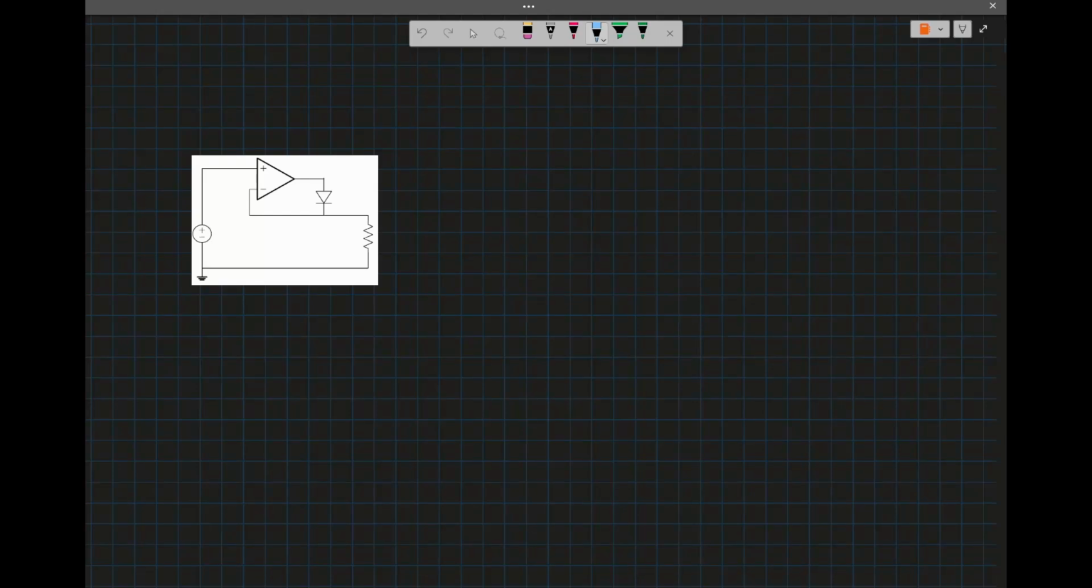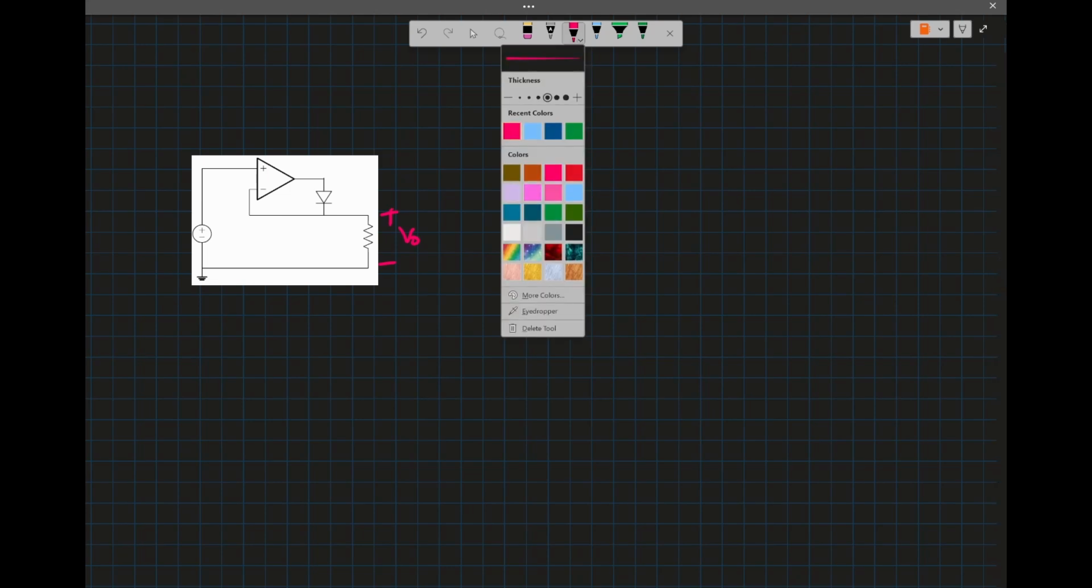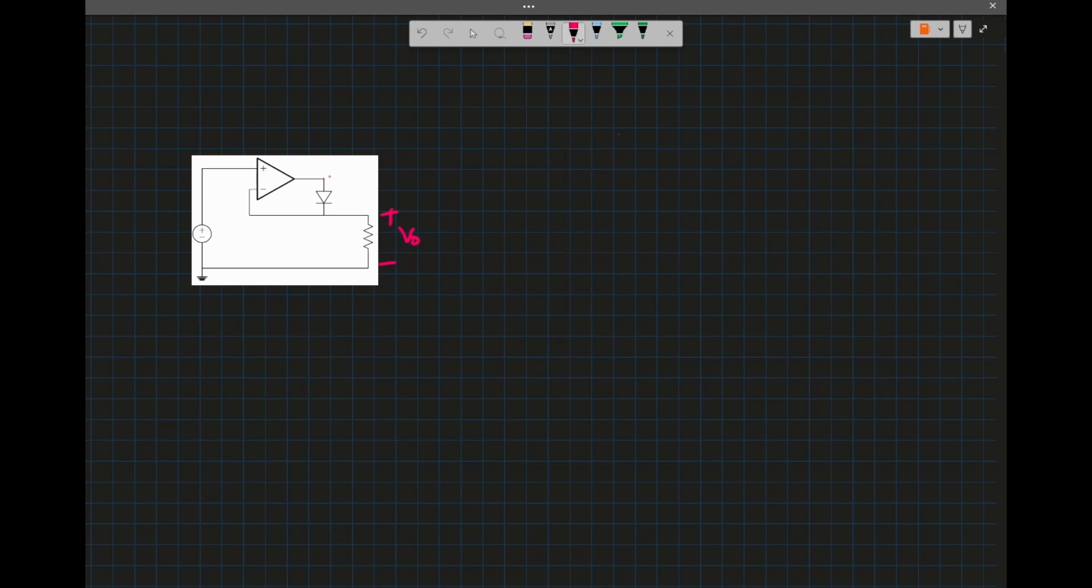Going to draw the transfer characteristic of this network. So the output voltage is V0. It's V0, and let's call this point A.